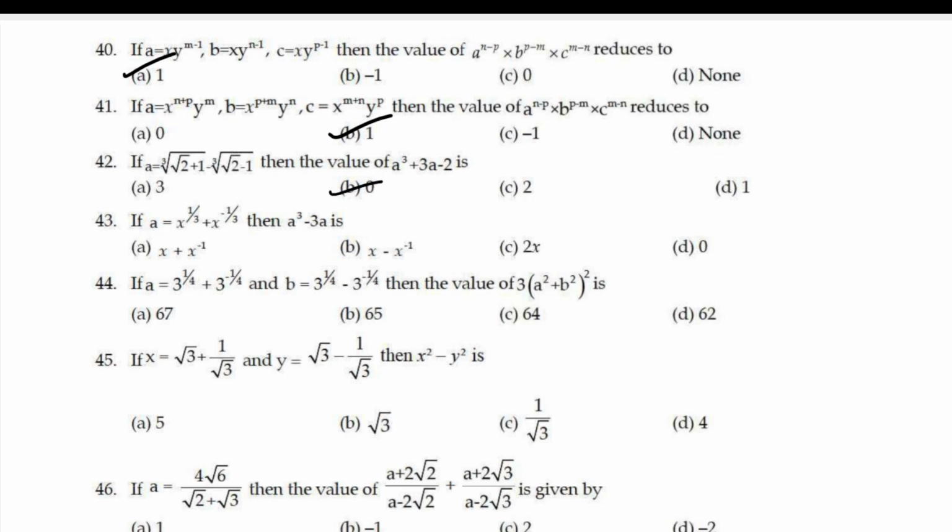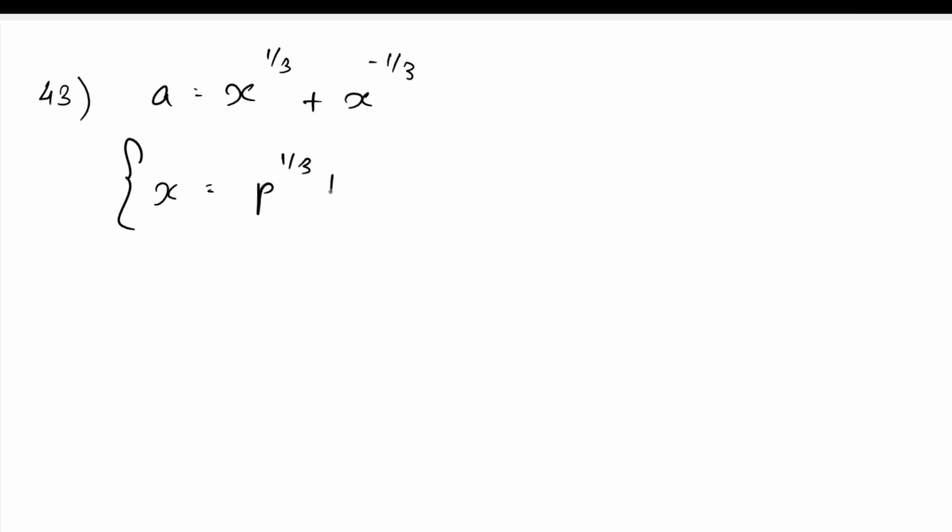Now question number 43. A is equal to x to the power 1 by 3 plus x to the power minus 1 by 3. Now this is in the form x is equal to p to the power 1 by 3 plus p to the power minus 1 by 3. So if it's in that form, then x cube minus 3x is equal to p plus 1 by p.